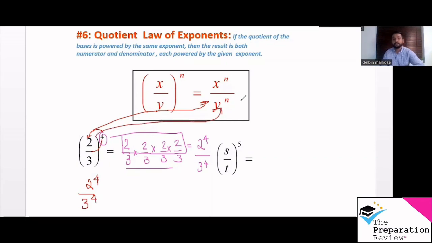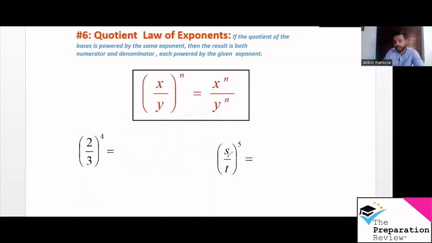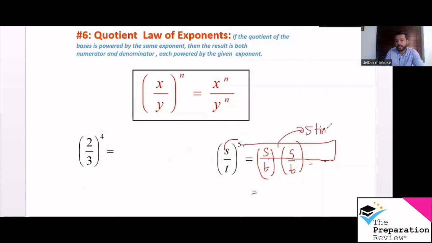Same rule here, right? Now, same thing, let's follow this one. So here s divided by t, the whole raised to 5, right? Now here I can just distribute it. What's the meaning? S by t, how many times we are multiplying? That's 5 times, right? So actually what happened here, 5 times s we are multiplying, and same thing, t also, 5 times we are multiplying. So it will be s raised to 5 divided by t raised to 5. So if I apply this rule, I have to just distribute it. So s raised to 5 divided by t raised to 5. Okay.